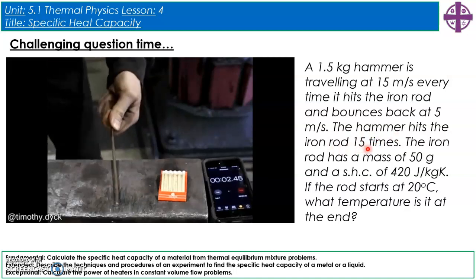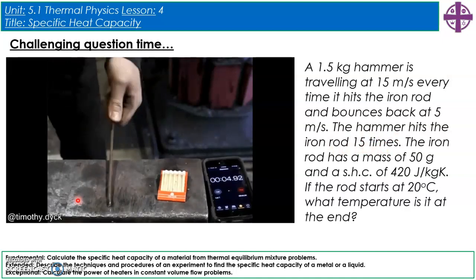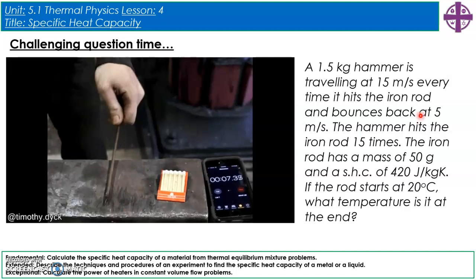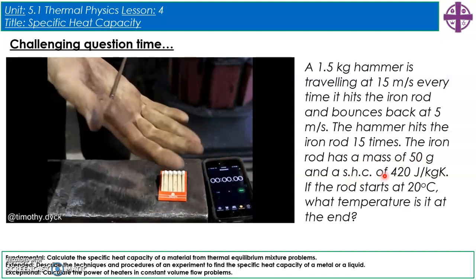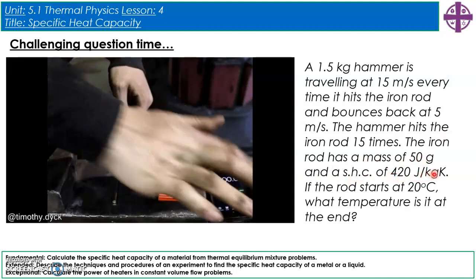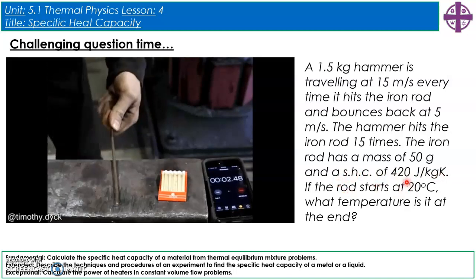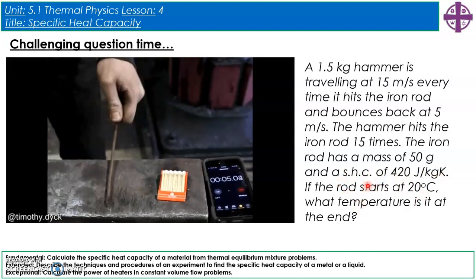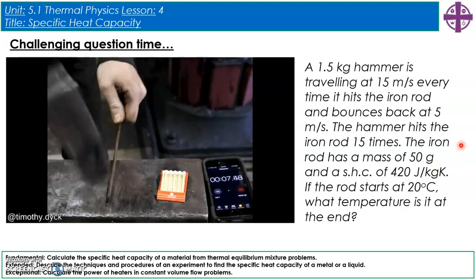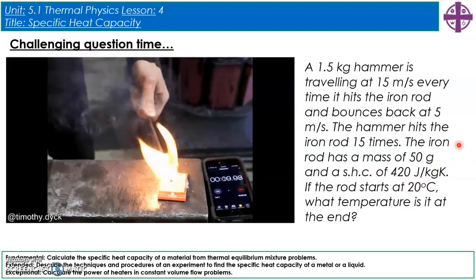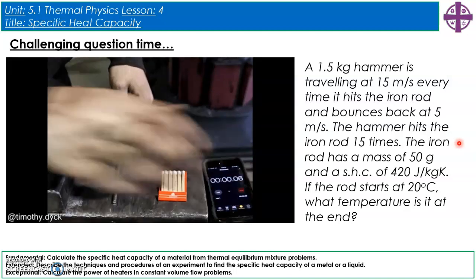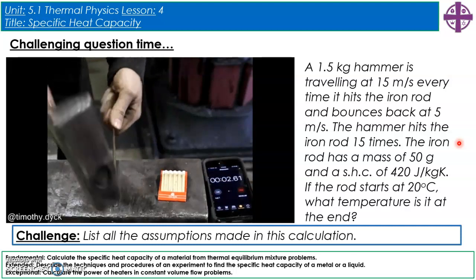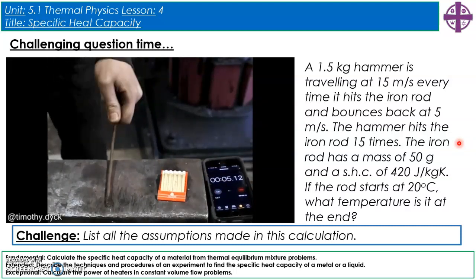The hammer hits the iron rod 15 times, however. So how much total thermal energy does the rod gain? And then by knowing that the rod has a mass of 50 grams and a specific heat capacity of 420 joules per kilogram per Kelvin, if its starting temperature is 20 degrees Celsius, what was its ending temperature? So with your calculator, your pen and your paper, can you now work out the answer to that question? Just pause the video and work out your answer. A challenge for you to list all the assumptions you made, and the answer should be 127 degrees Celsius.